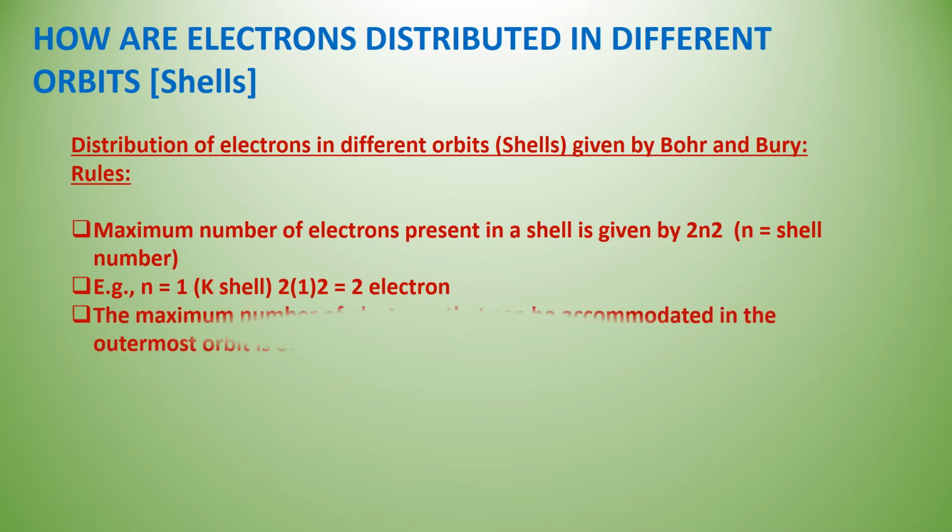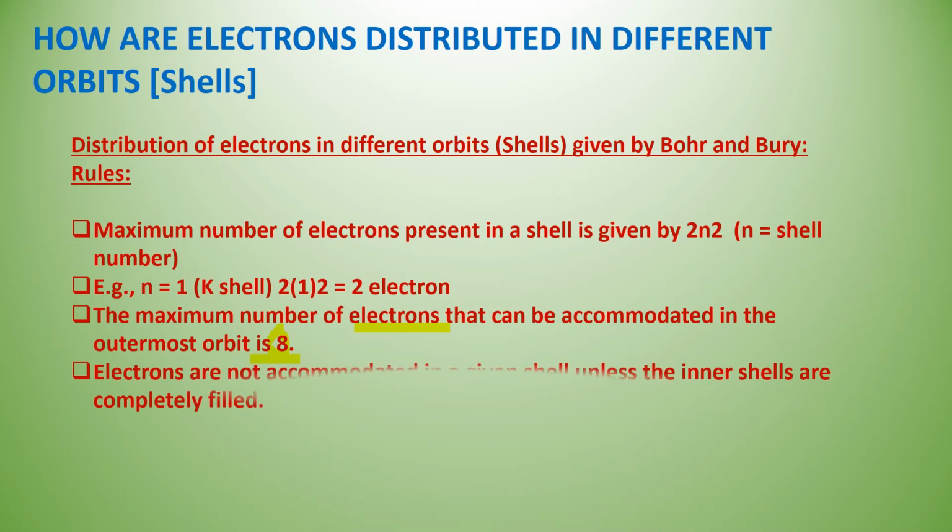Then again, the maximum number of electrons that can be accommodated in an outermost orbit is 8. Remember, this is the stable condition, that is octet. So every element which needs to be stable should have the outermost electrons, it should be 8. Okay, so that is why it is like that.